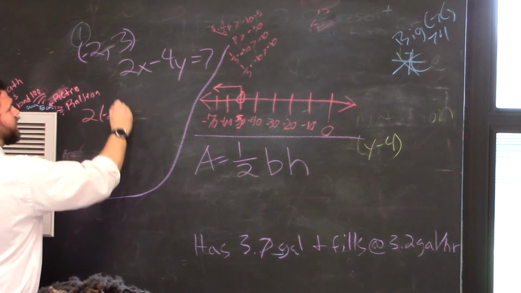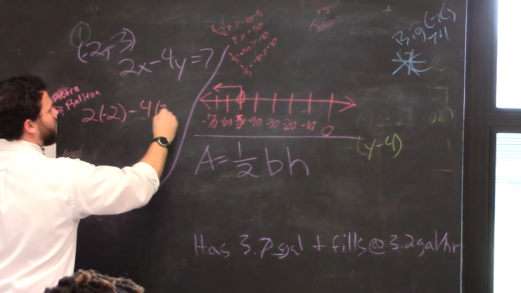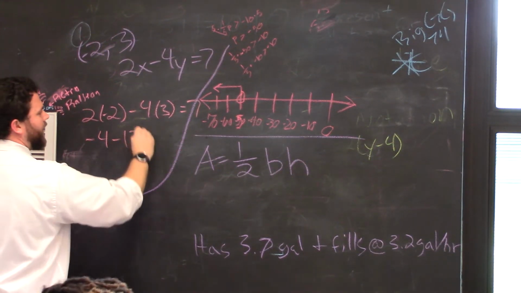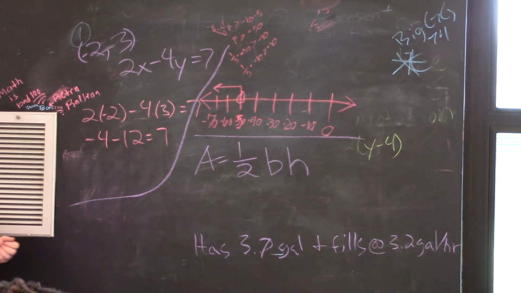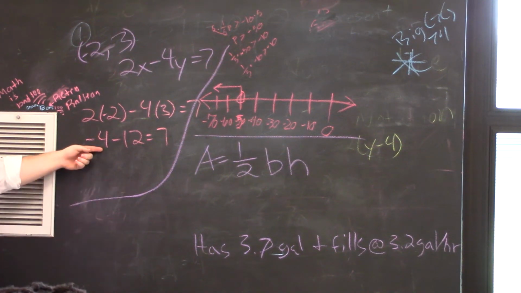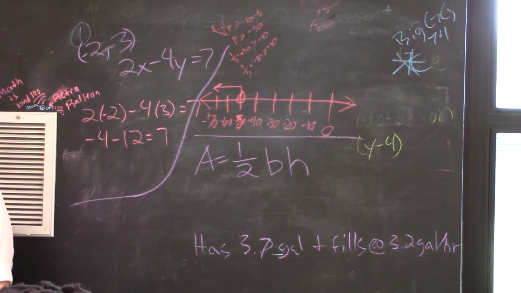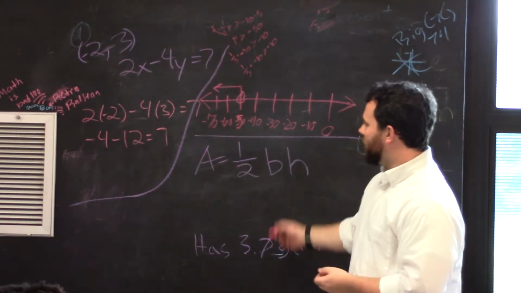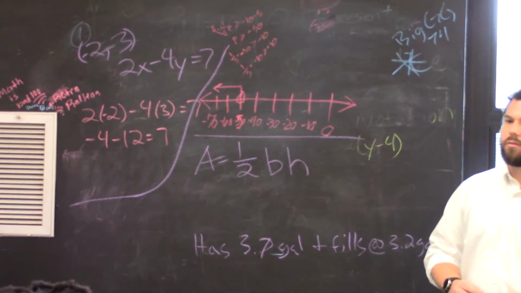2 times negative 2 minus 4 times 3 is equal to 7. Is negative 4 minus 12 equal to 7? Say it again. Is negative 4 minus 12 equal to 7? No. So I said it is not a solution. Hey, Kaylin, the work's over here, but the stuff that I'm teaching. Thank you, sir.